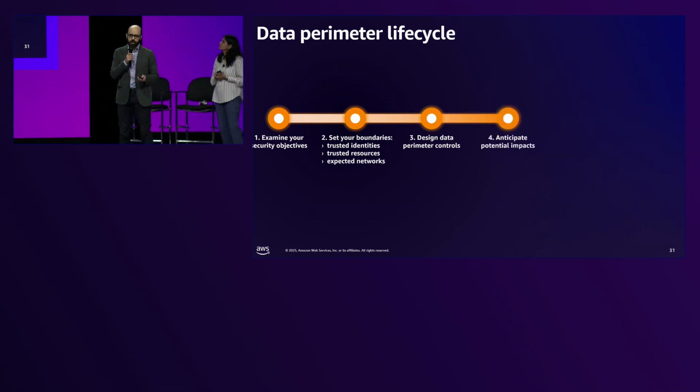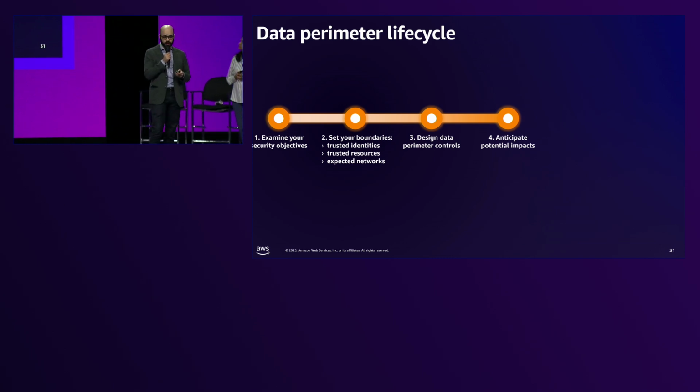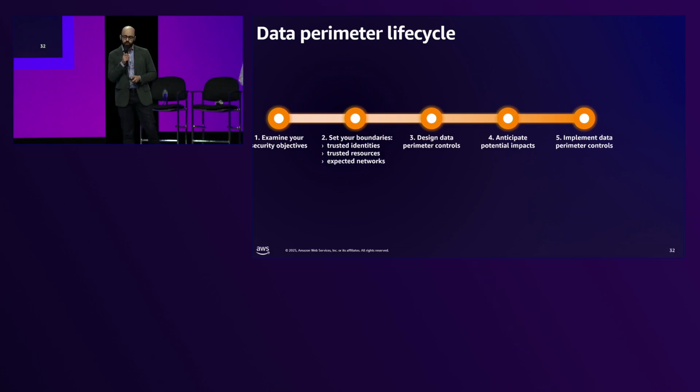Then, since we are talking about security controls, before enforcing them, you need to anticipate potential impacts. To do that, you can use AWS IAM Access Analyzer, External Access Analyzer, which would provide you with a view on which types of external principals can access your resources. You can also analyze your account activity, for example, using AWS CloudTrail, and use Amazon Athena queries to query your logs. We have samples of Amazon Athena queries on our GitHub repositories, so you can check them out later after this session. Then you can finally implement your data perimeter controls.